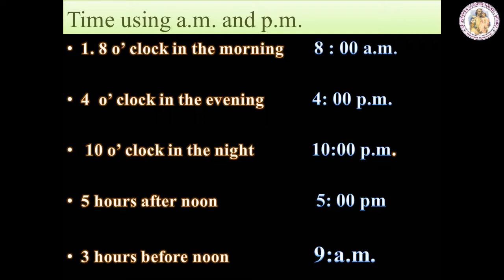Time using AM and PM. 8 o'clock in the morning, 8 AM. 4 o'clock in the evening, 4 PM. 10 o'clock in the night, 10 PM. 5 hours after noon, that is 5 PM.